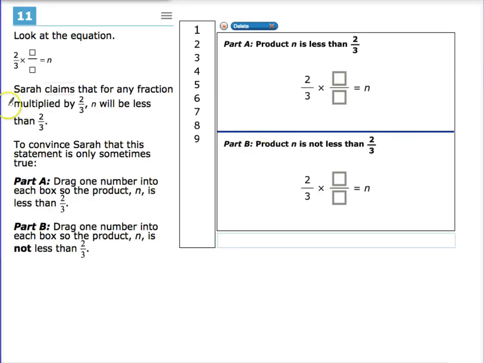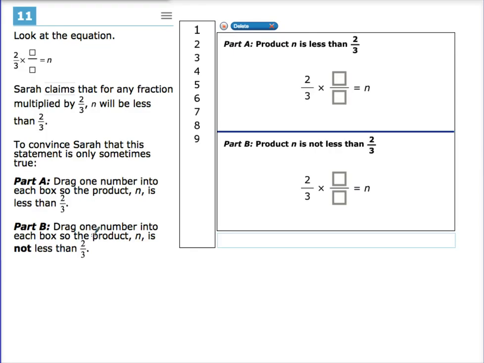So now let's go to this one here. And we have 2/3 times another fraction is going to equal n. Sarah claims that for any fraction multiplied by 2/3, n will be less than 2/3. To convince Sarah that this statement is only sometimes true, drag one number into each box so the product n is less than 2/3. And then drag one number into each box so that the product n is not less than 2/3.